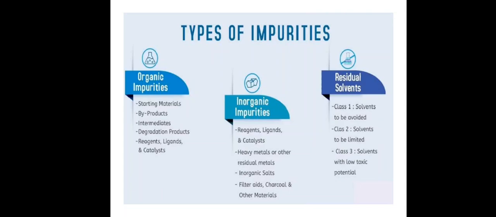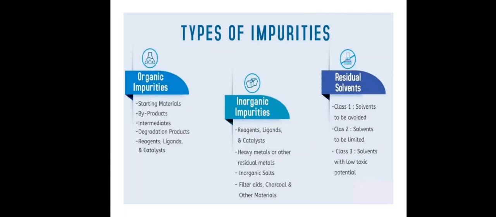Now, the second one is inorganic impurities. Inorganic impurities are also obtained from the manufacturing process, which are used in a bulk drug formulation, like reagents, ligands, or catalysts. If the manufacturing process is not followed properly, it will create a problem. Second one is heavy metals, or any other materials like filter aids or charcoal. Then the third one is residual solvents.